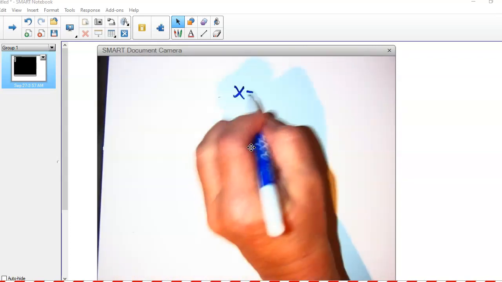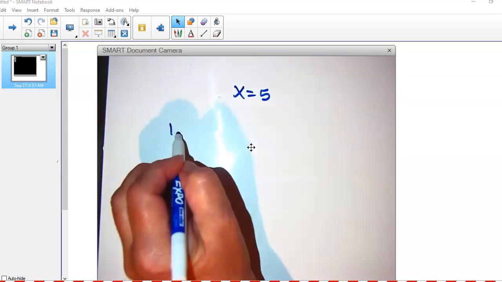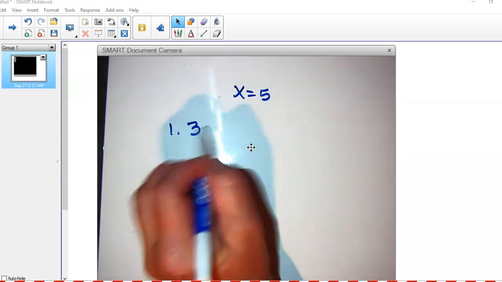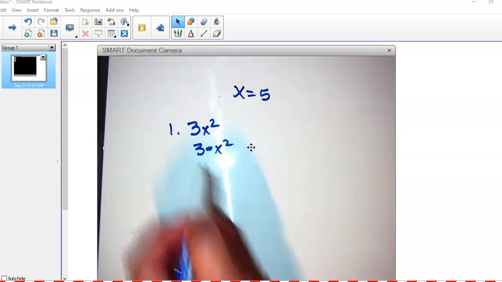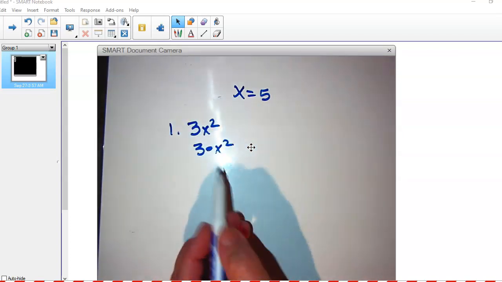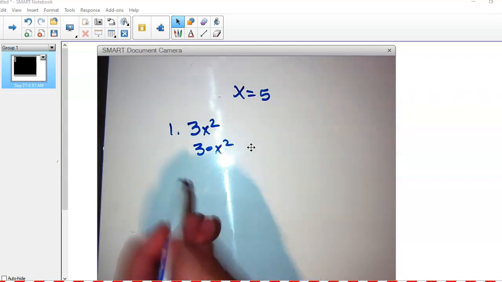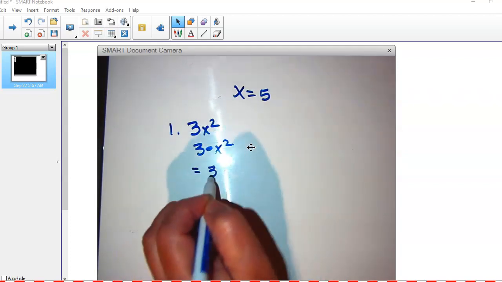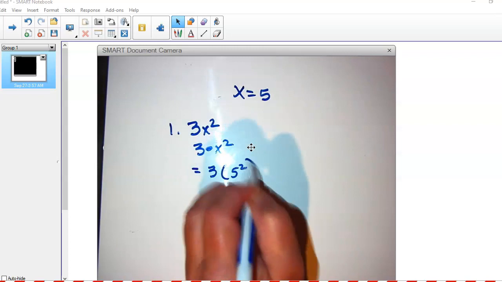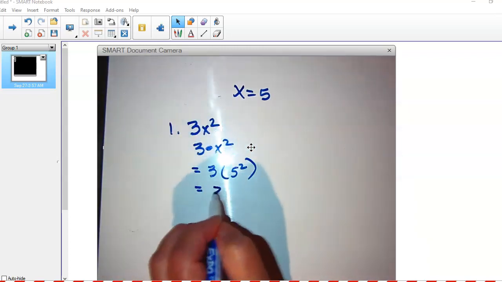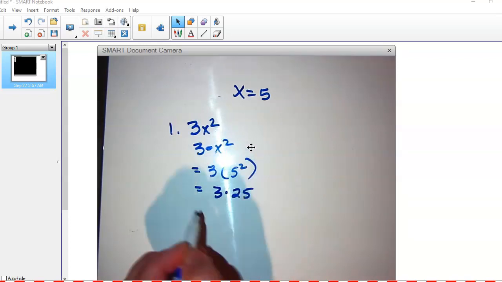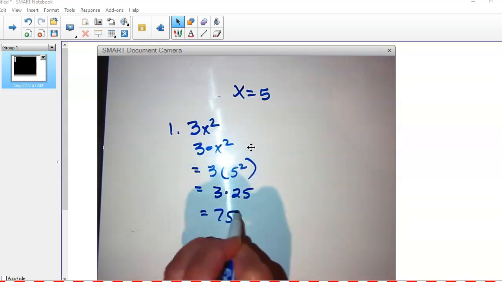Okay, next problem. We're going to say x is equal to 5. For the first problem, 3x squared. Remember, this is written as 3 times x squared. So x is 5. So 5 only goes in where the x is. So we're going to say 3 times 5 squared equals 3 times 25 equals 75.